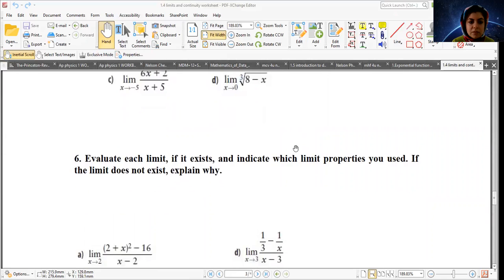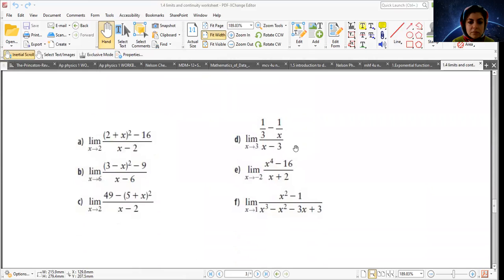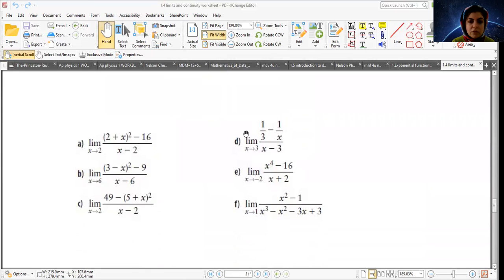And this one, so it's easy. I'm going to do question number D. You want to take the limit. Now, if you put 3 here, 1 minus 1/3 is 0. You have 0 in the numerator. You put 3, 3 minus 3 in the denominator will be 0. When you have 0/0, we have to simplify.